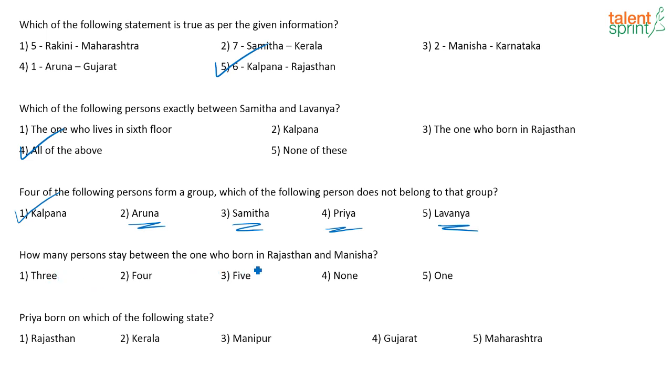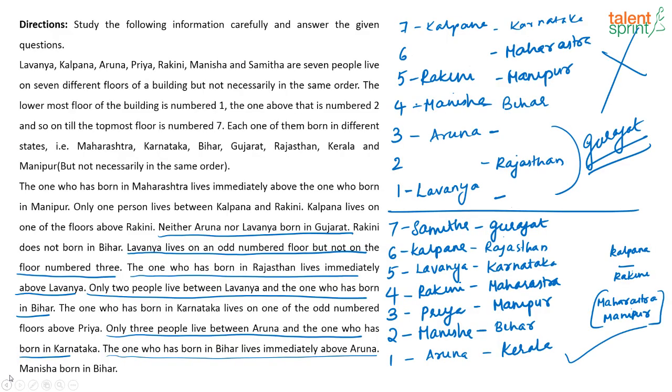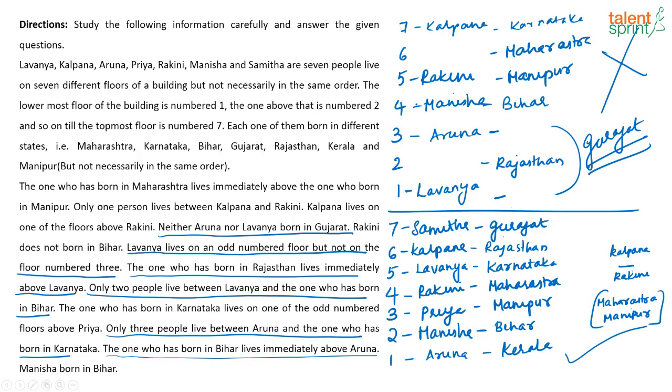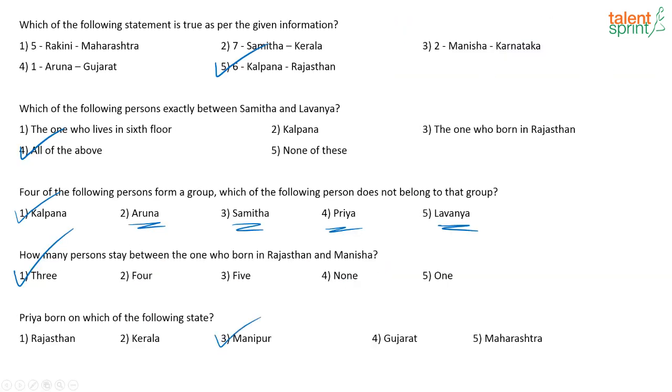How many people stay between the one who was born in Rajasthan and Manisha? Where is Manisha and where is Rajasthan? Rajasthan is here, Manisha is here. How many people are there in between them? Three people are there in between them. Answer is option 1. Priya is born in which of the following states? Where is Priya born? Priya is born in Manipur. Yes. So these are the answers for the questions that follow. Clear?